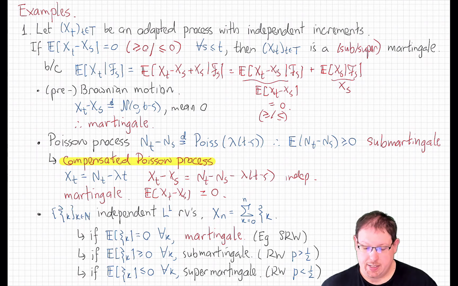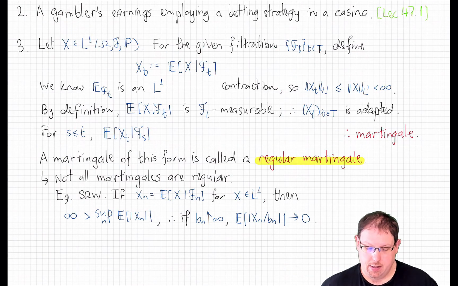Those are some very nice examples, but of course they are not representative of all martingales. The second kind of example is the one that we used to motivate this discussion, that is a gambler's earnings employing a betting strategy in a casino following the model of such games that we saw. If the game is fair, then we get a martingale. If it favors the player, we get a submartingale, and if it favors the house, we get a supermartingale.